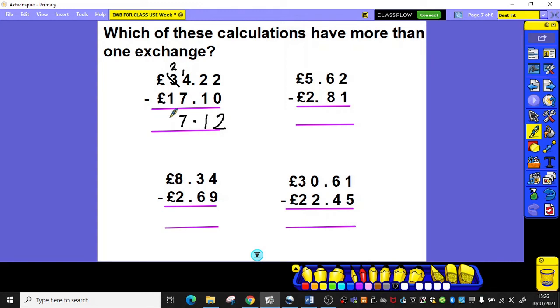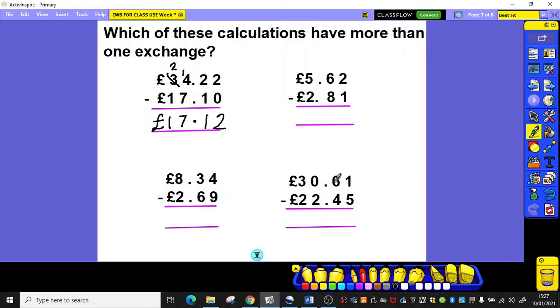And 2 subtract 1 is 1. Double 1 is 2. Then please put on your pound sign as well. Does my answer look realistic? 2 lots of 17, making 34 and some pence as well. Yes, it does. And I had to do one exchange in that problem.